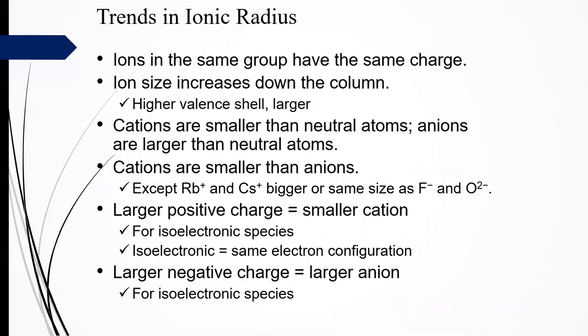Now, atomic radius has another side of it, and it's called the ionic radius. So for an ionic radius, we're talking about ions. And for our ions, they kind of follow the same rule. Ions in the same group that have the same charge increase down the column. So things like lithium plus versus potassium plus versus sodium plus: lithium will be smaller than sodium, which will be smaller than potassium.